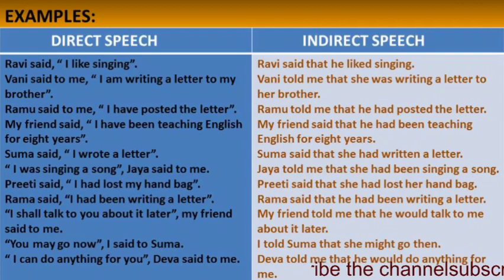Suma said, "I wrote a letter." Suma said that she had written a letter. Simple past becomes past perfect. "I was singing a song," Jaya said to me. Jaya told me that she had been singing a song.